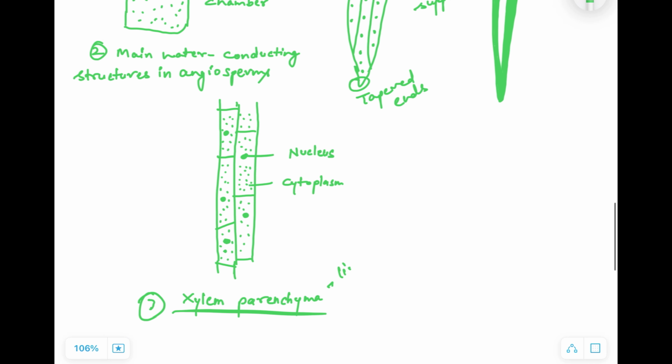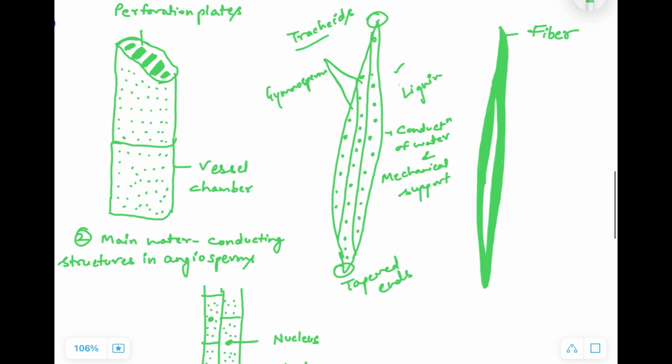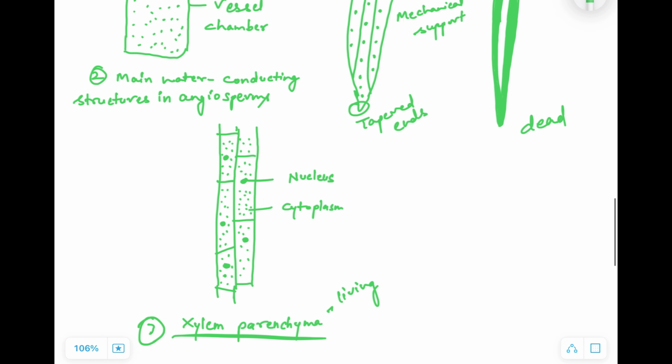Third one are xylem parenchyma. Xylem parenchyma are living, and all the other three components, tracheids, vessels and fibers, are dead. Okay, and xylem parenchyma is living, so they have a nucleus and also they have thin cell walls. Their function is to store food and water. They help in lateral transport of water and minerals, means sideways transport of water and minerals.